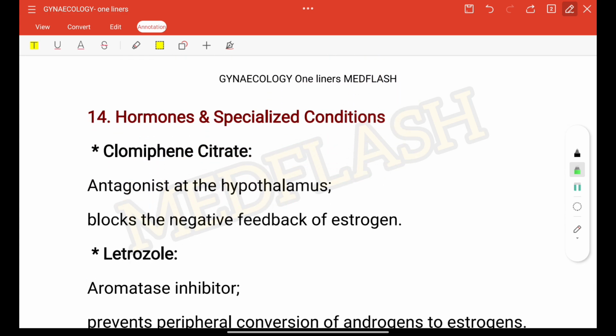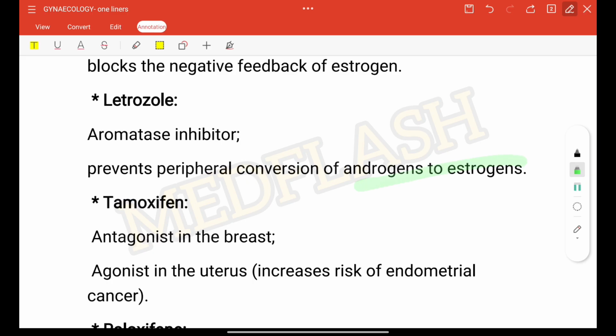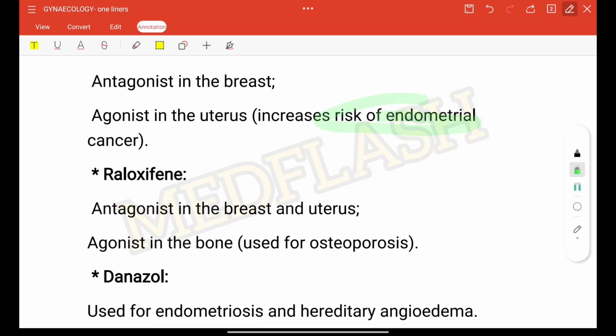Clomiphene citrate, antagonist at the hypothalamus, blocks the negative feedback of estrogen. Letrozole is an aromatase inhibitor, prevents peripheral conversion of androgen to estrogens. Tamoxifen, antagonist in the breast, agonist in the uterus. Tamoxifen increases the risk of endometrial cancer. Raloxifene, antagonist in the breast and uterus, agonist in the bone, which is used for osteoporosis.